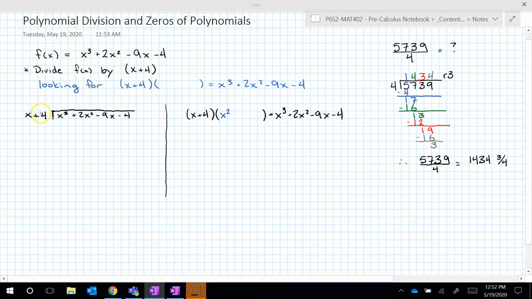So if I do this, we put that x squared in the x squared column here, and then I actually do the multiplication. I would need to do the x times the x squared and the 4 times the x squared, and that would create an x cubed plus a 4x squared.